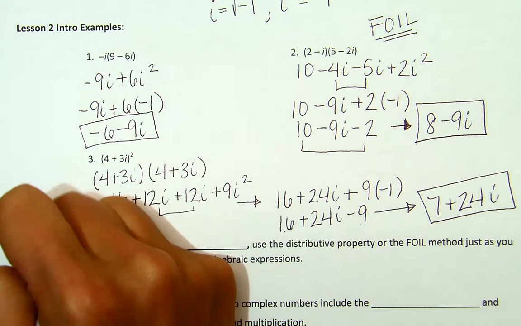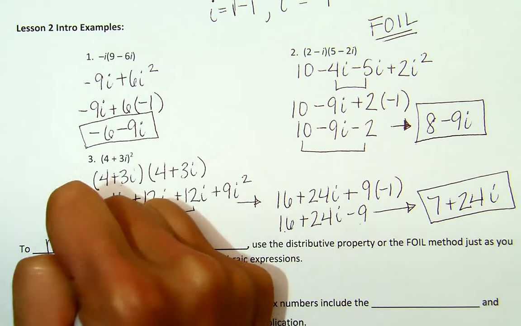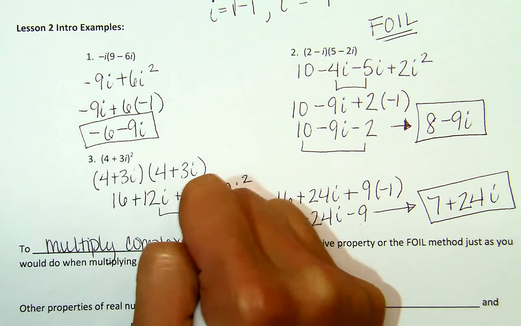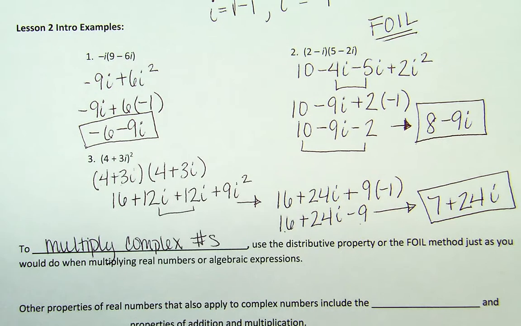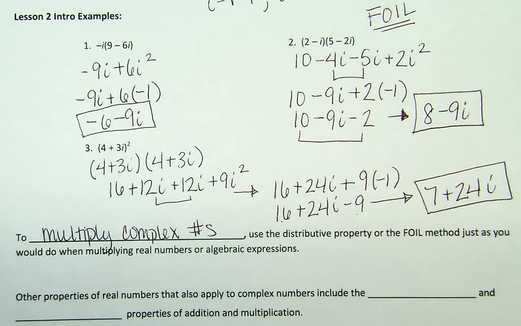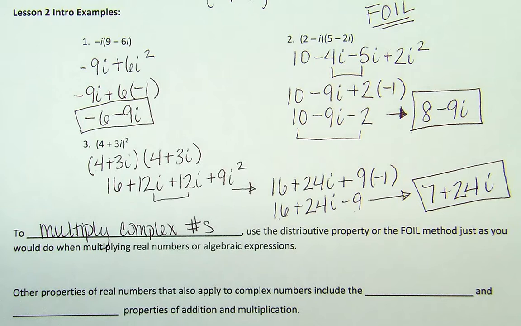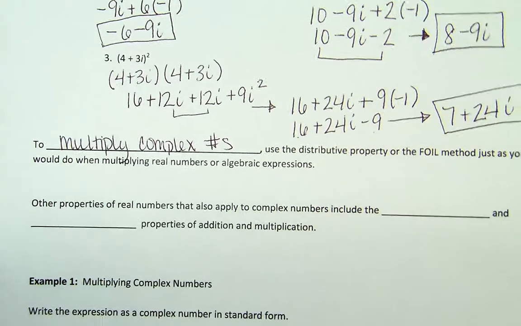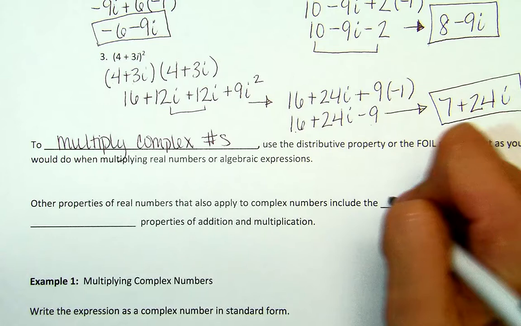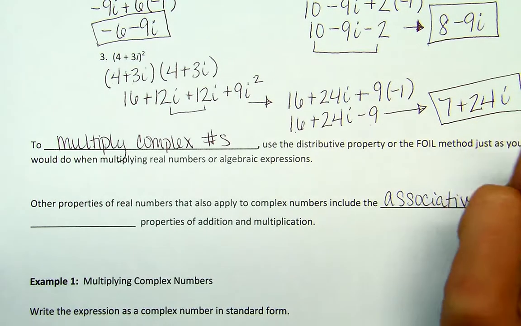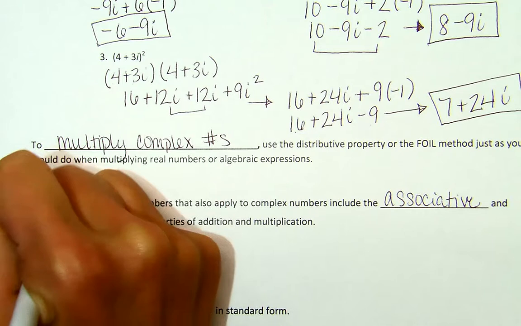So to multiply complex numbers, we can use the distributive property or the FOIL method just as you would when you're multiplying real numbers or algebraic expressions. Some of the other properties that also hold true for complex numbers include the associative property and the commutative property.